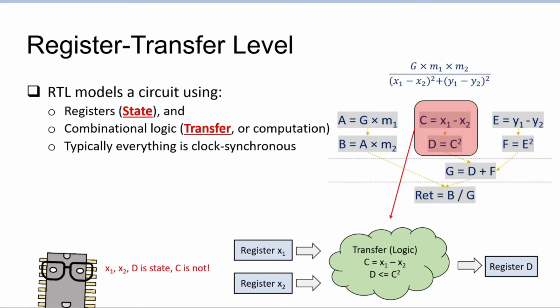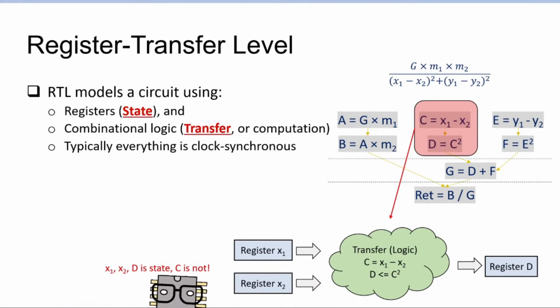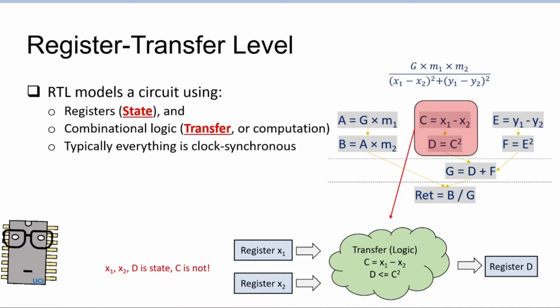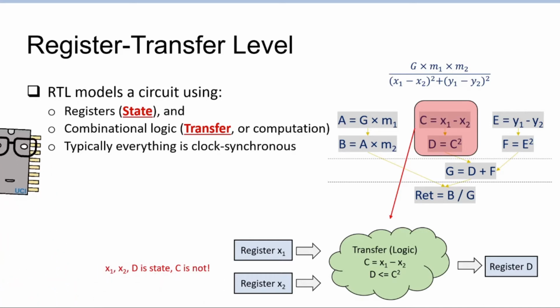X1, X2, and D are state. They're state, but C is not state, which hopefully clarifies the nomenclature of having state and transfer, registers and transfer levels, registers and combinational logic.